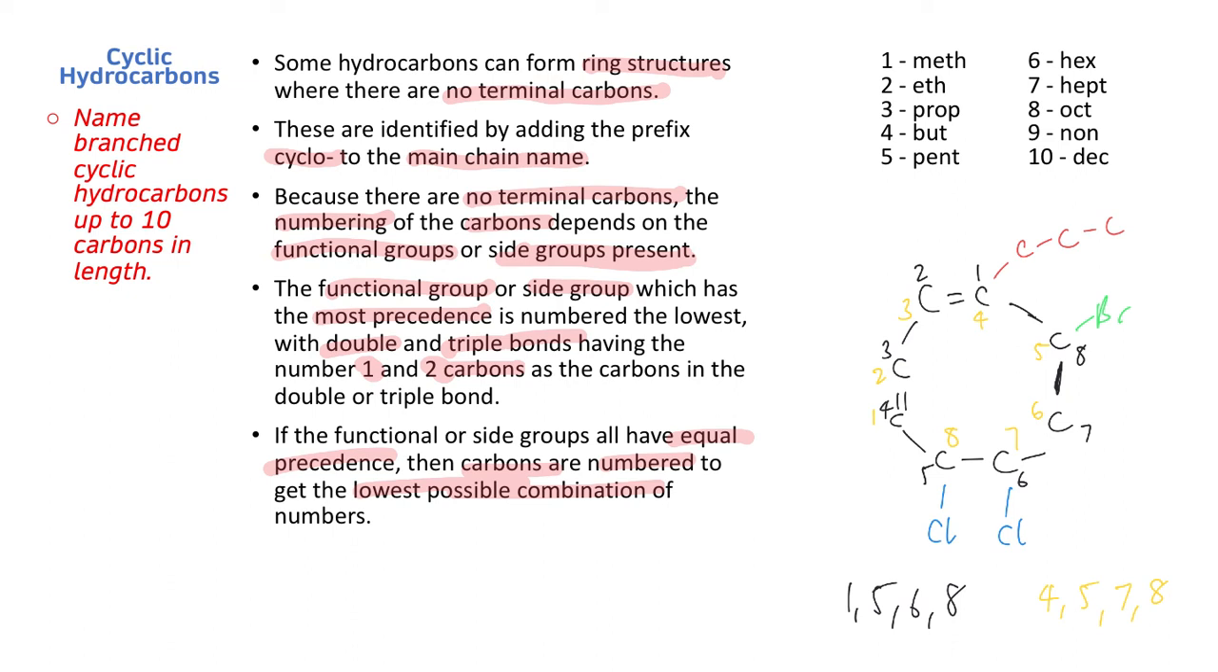What's this going to be? Remember, this has to be in alphabetical order. So 5-bromo, 7,8-dichloro, 1-ethyl, 1,3-cyclohexadiene. And that would be the substance there.